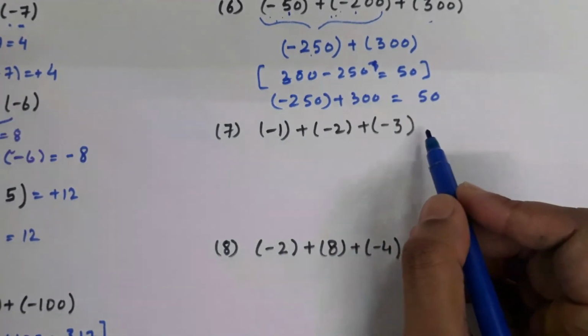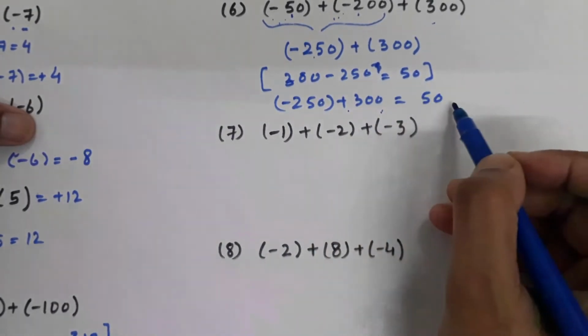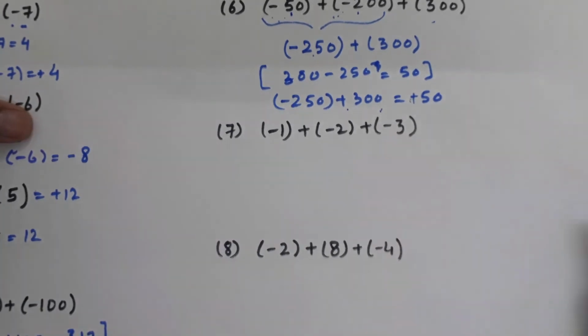And I have to check now the sign of the bigger number. So the bigger number is 300, it's positive, so I'll put plus 50, or you can just write 50.